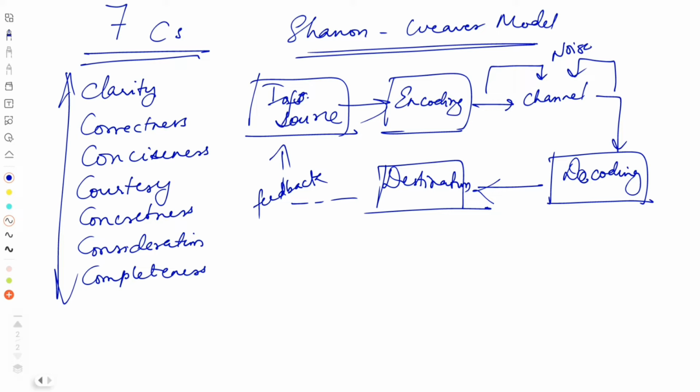Then you should know about the different types of non-verbal communication, like kinesics, chronemics, paralanguage, haptics, silence, sign language, proxemics, meta communication, and all those things.